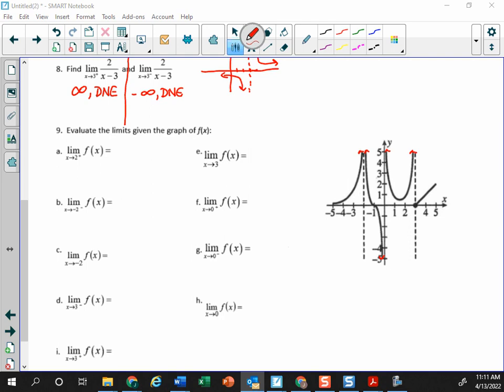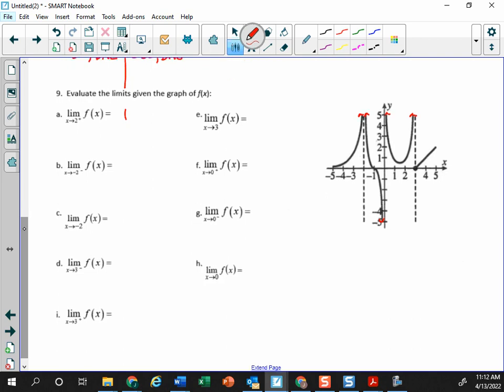Okay, guys, let's go through them. All right, so letter A, what did you get? 1. Okay, letter B then is down, so let's go down. What'd you get for B? Yeah, infinity and does not exist. What about for C? Yes. Good. What about D? Yes, infinity does not exist.